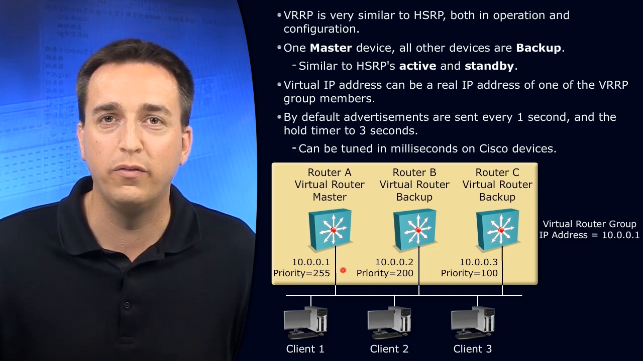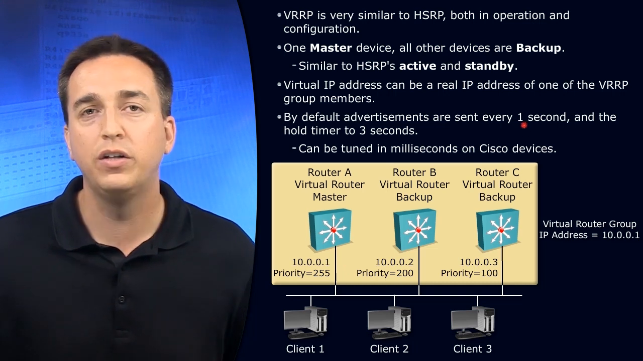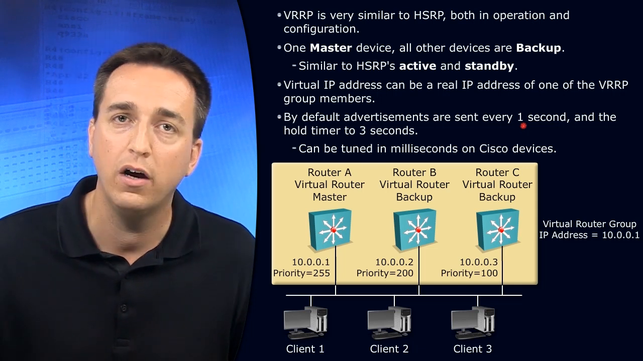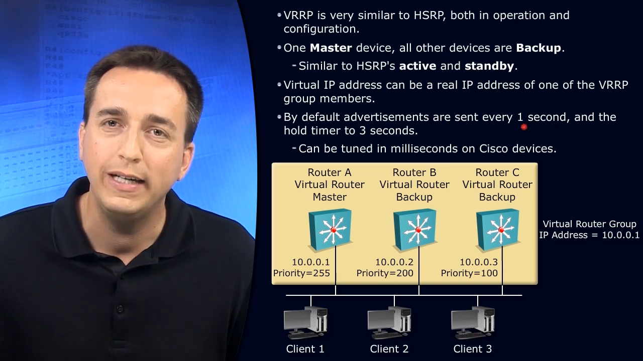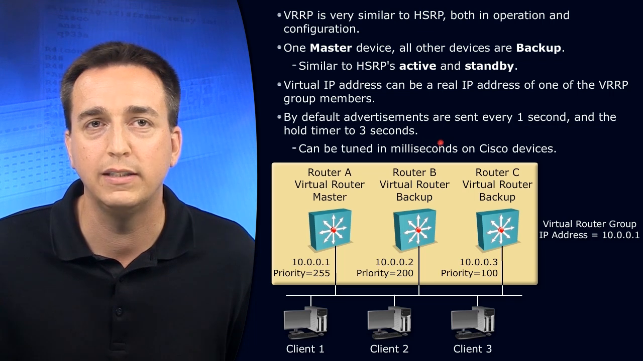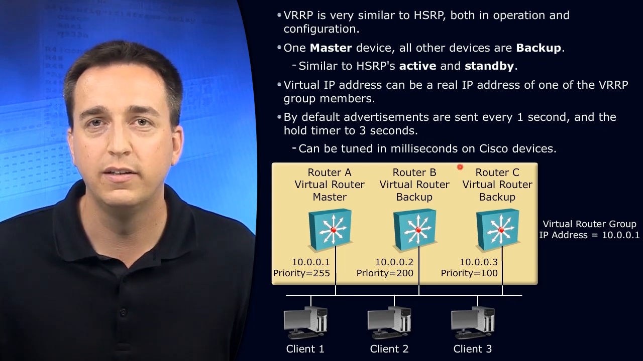Timers exist as well for VRRP. However, the timers are a little more aggressive by default. With HSRP, the timers were 3 seconds for the hello and 10 seconds for the hold time. Well, with VRRP, we're dealing with 1 second for the hello time and 3 seconds for the hold time. But we can fine-tune these on our Cisco devices down to millisecond values if we need aggressive convergence.